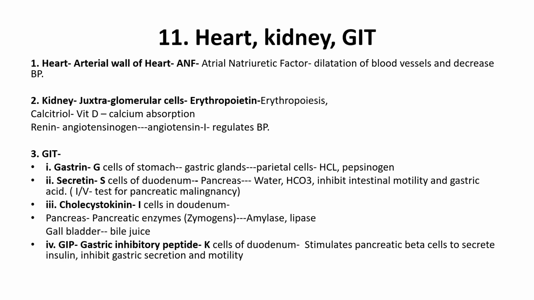Then gastrointestinal tract, so there are few hormones like gastrin, so it is G cells of the stomach, so gastric glands, parietal cells, and it secretes HCl and pepsinogen. Then secretin, they are S cells of the duodenum. Then they stimulate pancreas, and then water and bicarbonate, inhibit intestinal motility and gastric acid. Cholecystokinin, I cells in the duodenum, so pancreas, pancreatic enzymes, amylase and lipase, and gallbladder, bile juice. Gastrin inhibiting peptide, they are K cells of the duodenum, inhibit gastric secretion and the motility.